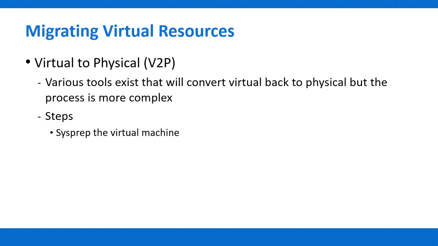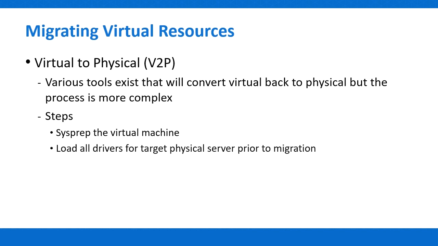First, sysprep would need to be installed on the virtual machine. You would have to sysprep it. Now, that's part of the Windows operating system. It basically just means to wipe away any of the unique configuration options, so the computer name, the SID, those kinds of things. It's basically preparing the image to be transferred. It's going to allow hardware configuration changes, which is another thing that sysprep wipes out. It's then going to load all the drivers for the target physical server prior to migration.